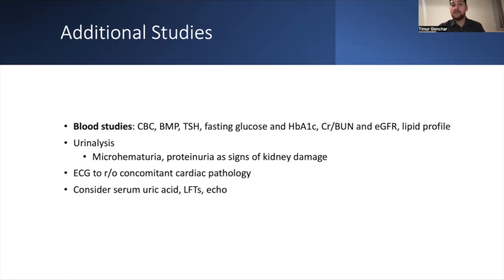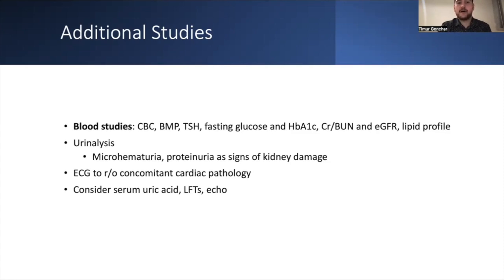You're gonna examine their urine as well to assess the possible kidney damage. And you're also going to be willing to take a look at the heart with an ECG to look for pathology or left ventricular hypertrophy, something that might contribute to the risk profile of this patient.